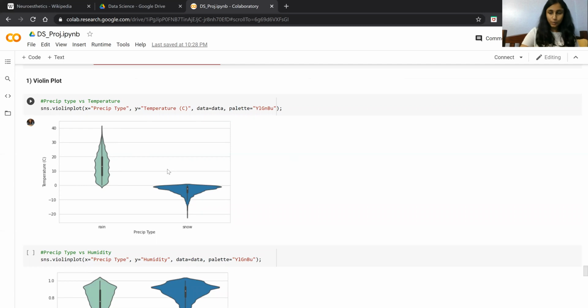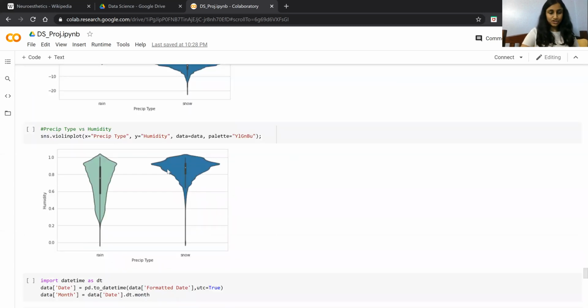So we've plotted violin plots for precipitation type versus temperature. Next, precipitation type versus humidity. This is the reason why we're using a violin plot, because it gives slightly more clarity as opposed to a box plot.